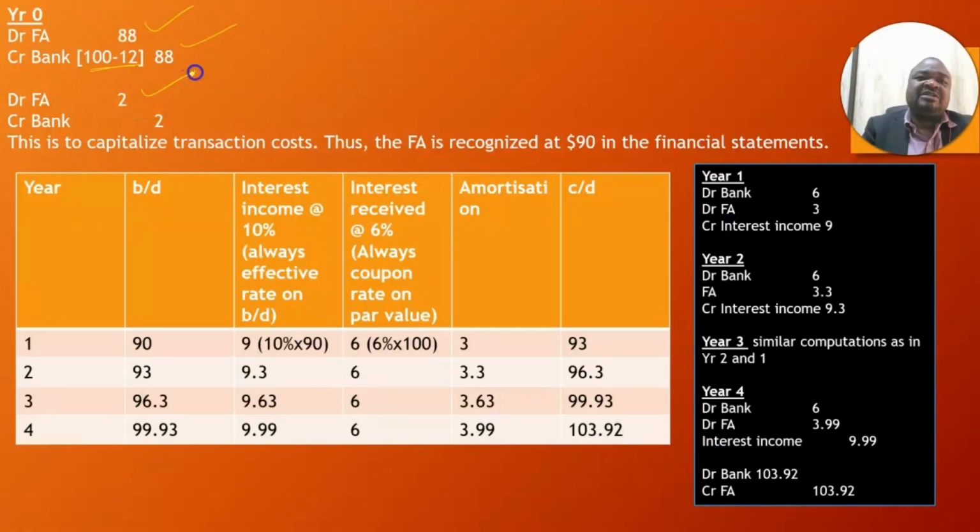So we are going to debit the financial asset and credit, right? So this is to capitalize or to increase the value of the financial asset. That the financial asset is now recognized at 90 in the financial statements, which includes the purchase value of the asset plus the transaction costs. Now, we are going to then recognize this at amortized cost.